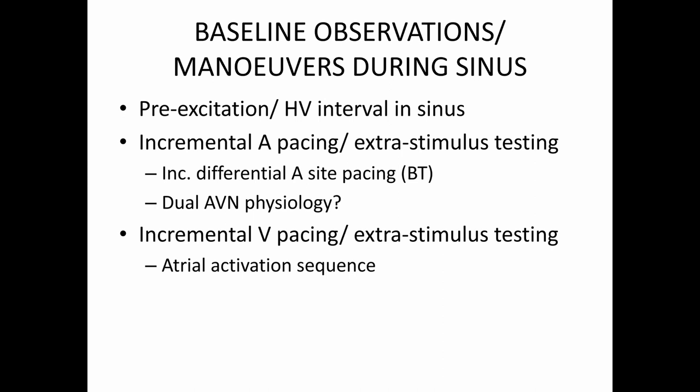So baseline observation. The main thing you want to look at is the HV interval. Is there pre-excitation? Doing the antegrade curve, is there dual AV node physiology? If you pace from CS distal instead of CS proximal, do you get different degrees of pre-excitation? And pacing closer to a pathway will increase the degree of pre-excitation. During the ventricular retrograde curve, what's the activation sequence? Is it concentric or eccentric?